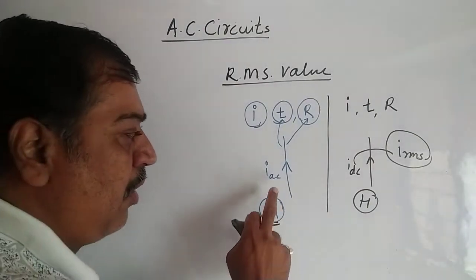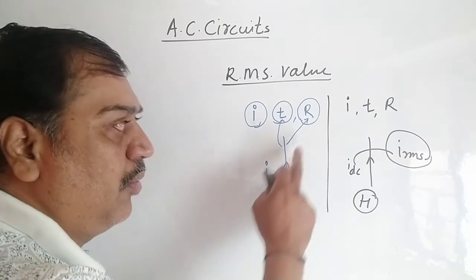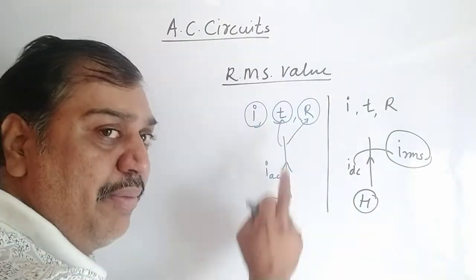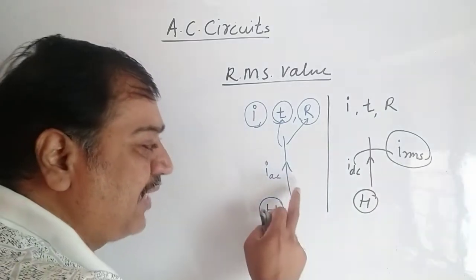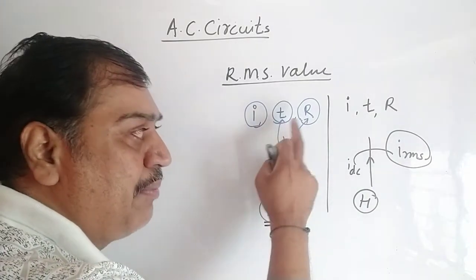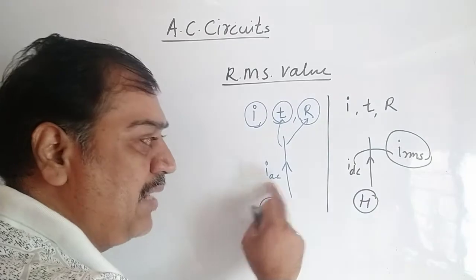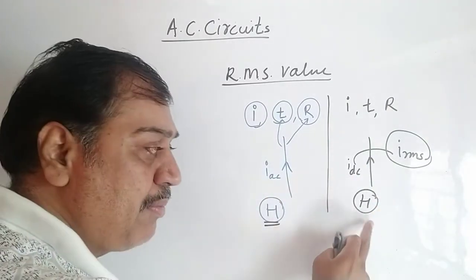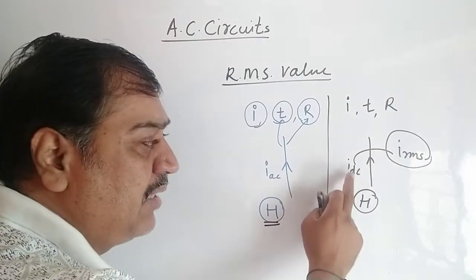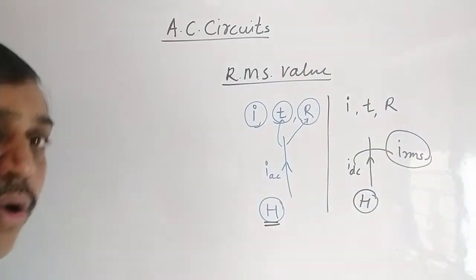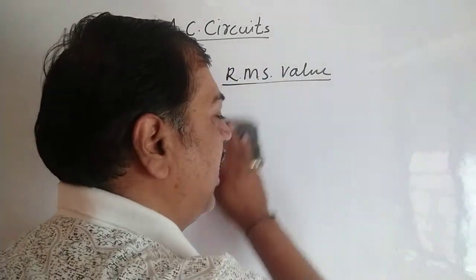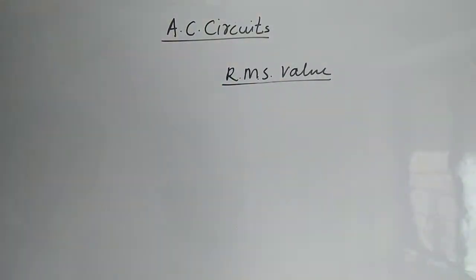When AC current passes through a conductor whose resistance is R for a time period T, it will produce heat H. If, for the same conductor, the same time and the same resistance, instead of AC you pass a DC current, and it results in the same amount of heat being produced, then this DC current is said to be the root mean square value of current. That is a general definition. I tried to explain it using this diagram.